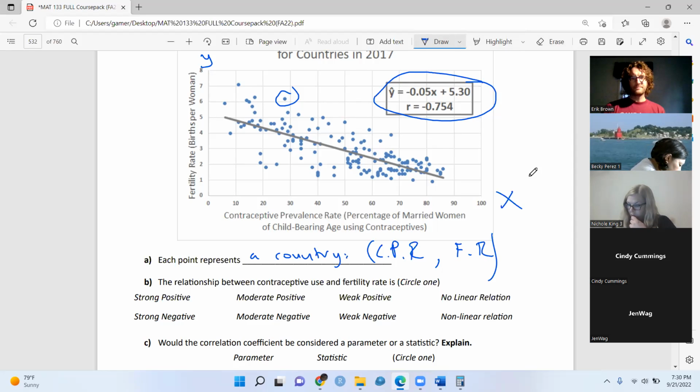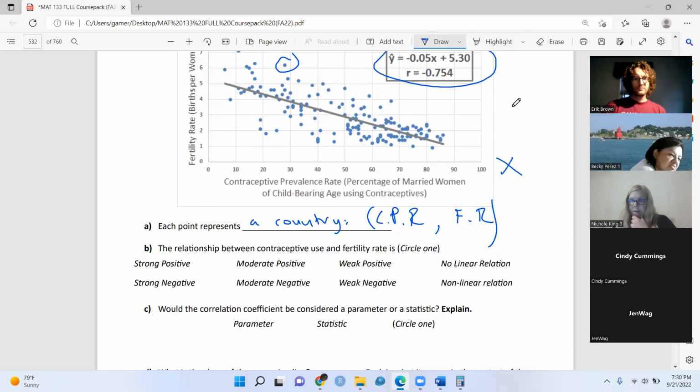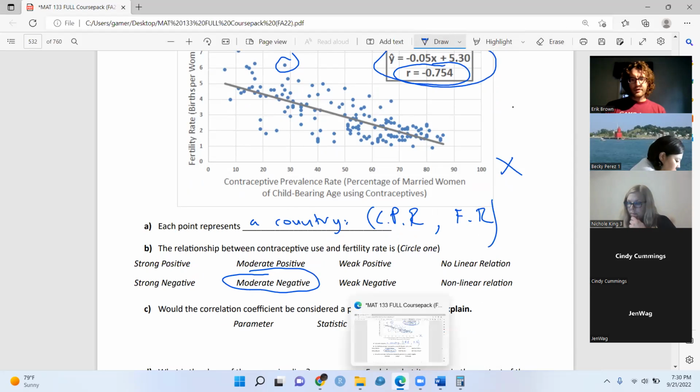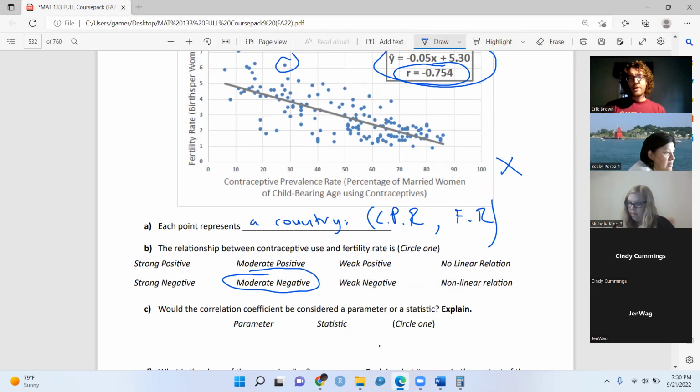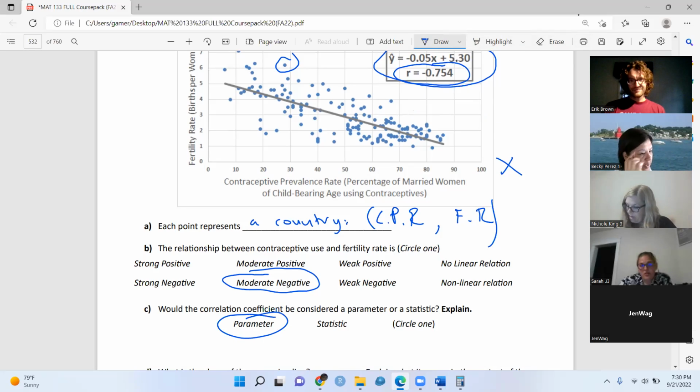Okay, what was your answer to B? Moderate, negative, because of this thing, right? Now, is moderate correct? Probably, because moderate is the scale of negative 0.5 to negative 0.8, and negative 0.75 is right in the middle of that. It's actually closer to the 0.8, so good. Oh, it did matter that we identified it as a population. What's the answer to C? Parameter, because it's a population, it's all the countries of the world.